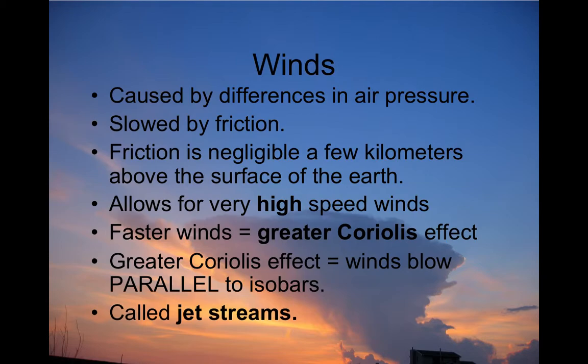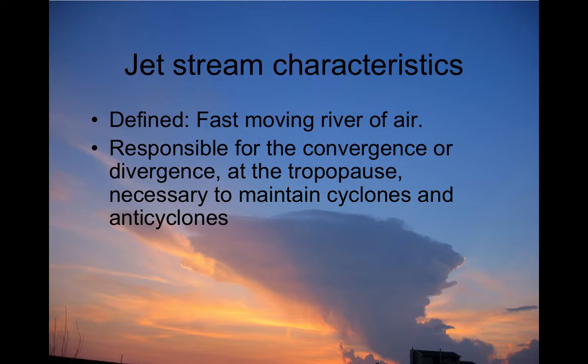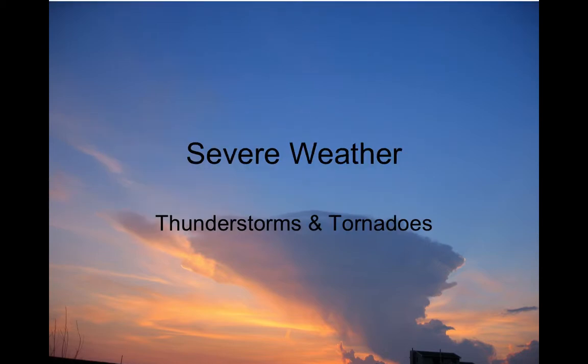And hopefully what you saw when you were doing your pie plates was the faster you took that pencil across the page, the greater the Coriolis effect. You got a steeper, more rounded line. And so with that greater Coriolis effect up there above that friction layer, you get winds that blow parallel to isobars, and those are jet streams. And so jet streams are really just fast-moving rivers of air. What's important about them, though, is they push these high-pressure systems and low-pressure systems around on the surface of the Earth. But they also give us that convergence or divergence that happens up high at the tropopause. And so that's what maintains those cyclones and anticyclones as they move across the country.